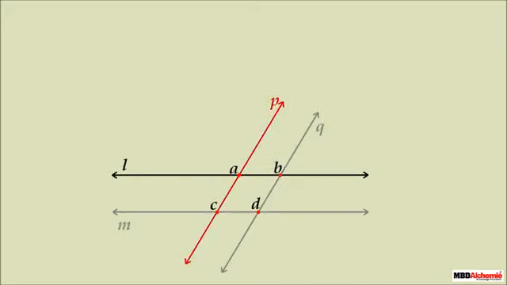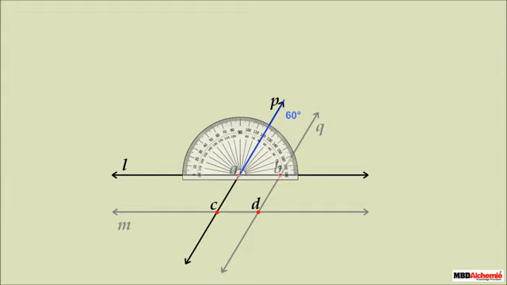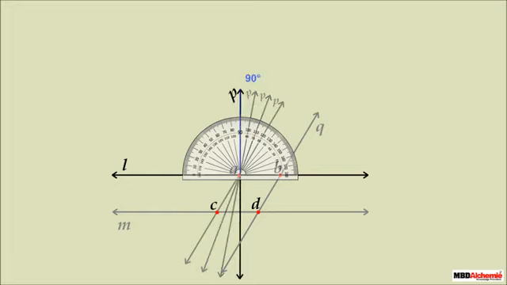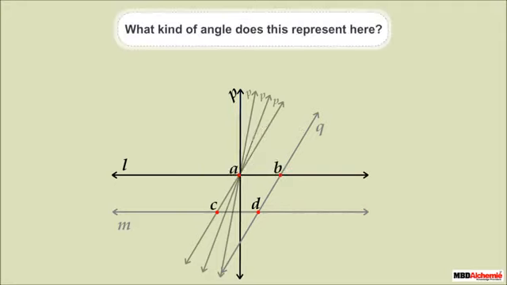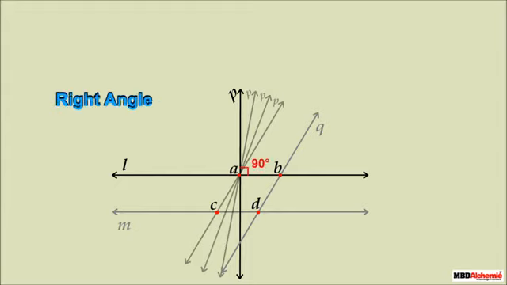Look at the lines P and L. If I measure the angle at the point A, then it measures 60 degrees. But as I rotate this line, it will make different angles at every rotation, and there will be a phase at which it will make an angle of 90 degrees. What kind of angle does it represent here? It represents a right angle.